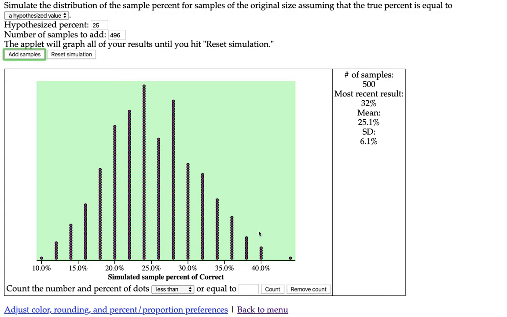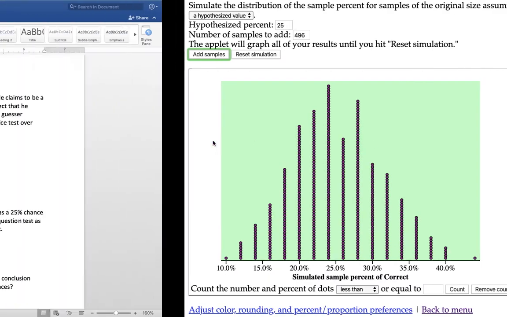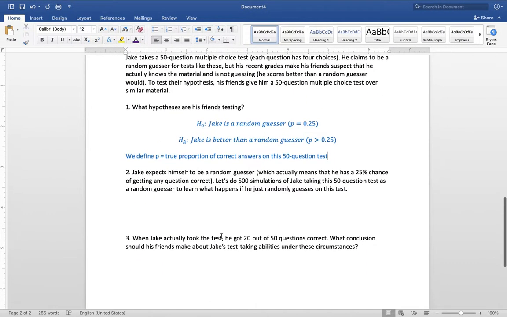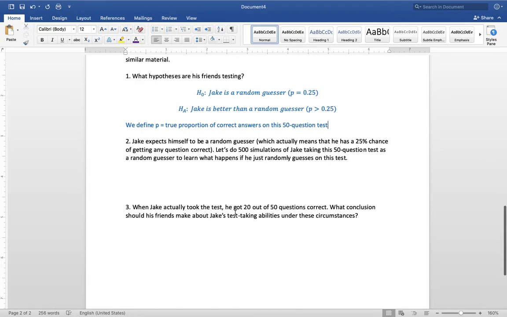So really all we have to do is think about, okay, what did Jake actually do when he took this real test for his friends? Did he score consistently with a random guesser, or did he score better than a random guesser would, or sort of inconsistent with our expectations? So let's go back and take a look at that. So when we go back here, it says when Jake actually took the test, Jake got 20 of 50 questions correct. What conclusions should his friends make about Jake's test-taking abilities under these circumstances?